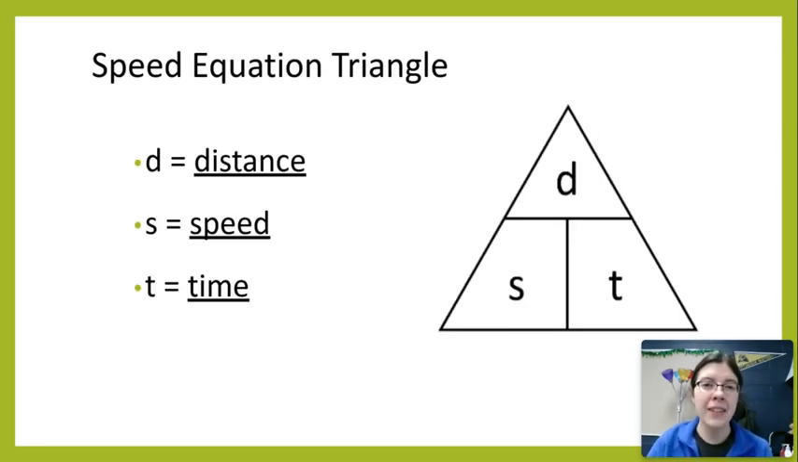Okay, so one thing I have to help you out with solving for different variables in the speed equation is the speed equation triangle. So how this works, there is distance on top and speed and time are on the bottom. So when you're trying to solve for a different variable, you cover up the letter that you are trying to solve for. So if I'm trying to solve for distance, I would cover up the D, and that leaves the speed and the time on the bottom. If both of the letters are on the bottom, then you multiply those two together. If you have one variable on top and one on the bottom, then you divide the top by the bottom. So if I was trying to solve for time, I would take distance divided by speed.